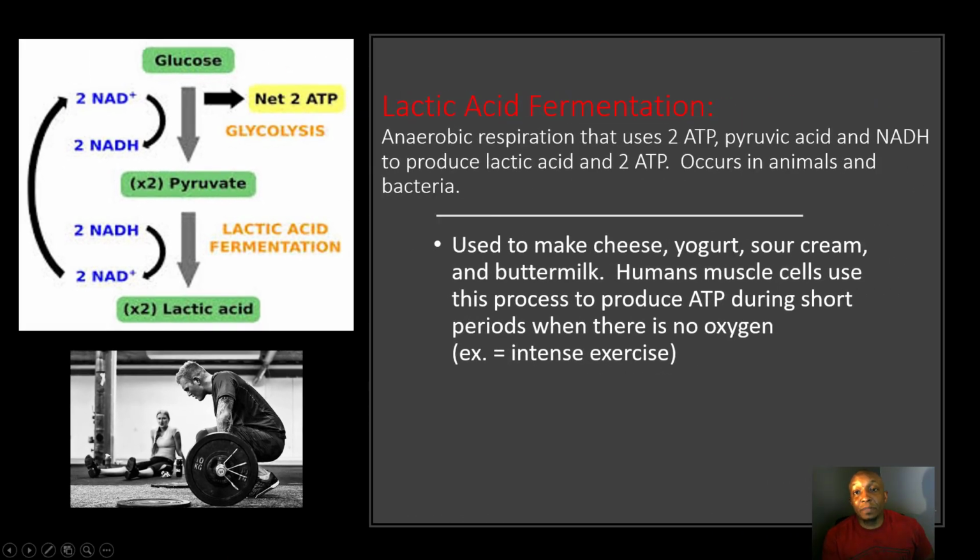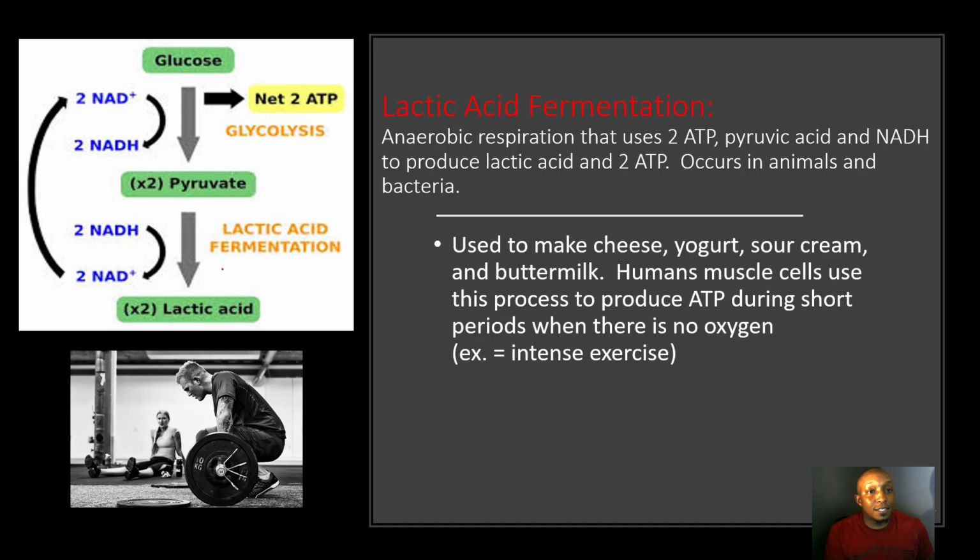Moving on to lactic acid fermentation, this is an anaerobic respiration that uses 2 ATP, pyruvic acid, and NADH to produce lactic acid and 2 ATP, and it occurs in animals and bacteria. It is used to make cheese, yogurt, sour cream, and buttermilk, and human muscle cells use this process to produce ATP during short periods when there is no oxygen. For example, in intense exercise, this man down here is taking a short breather between his sets so he can get more energy back to his cells, and his muscles are going through lactic acid fermentation because they're probably low on oxygen.